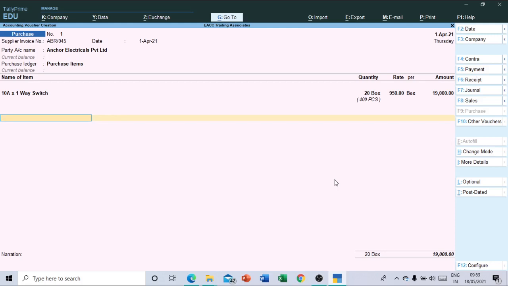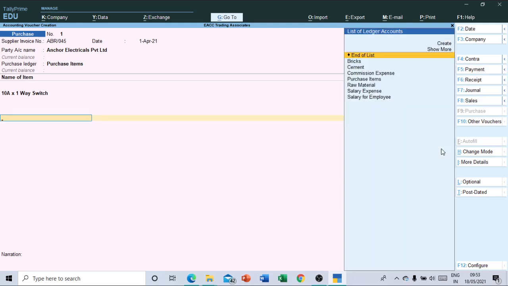Once I press enter, you can see the line which was showing here on the right hand side is gone. It means this is now below the line. If I go back with backspace, the cursor comes to 19,000, and if I press enter once more, you can see there is one line showing here. Okay, so this is the concept of above the line and below the line. I will press enter here, so my cursor goes down.